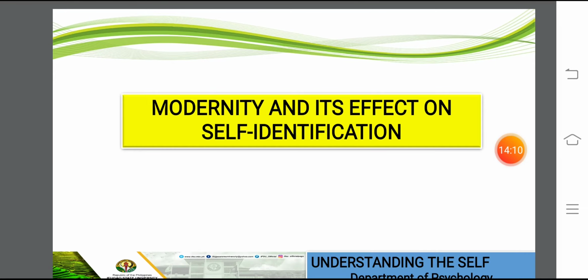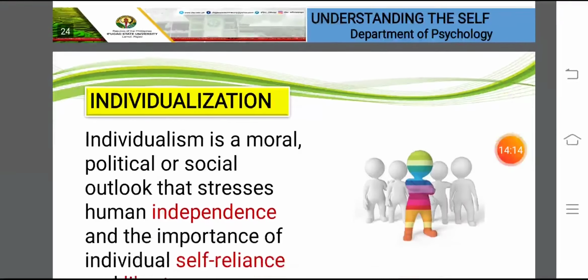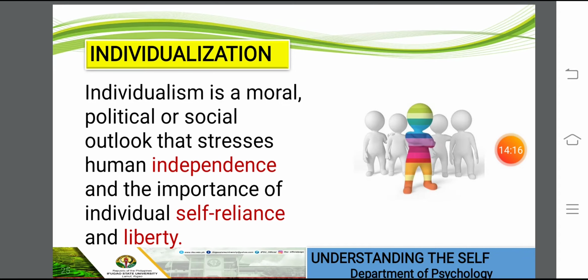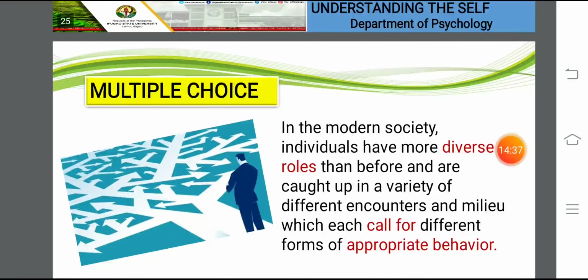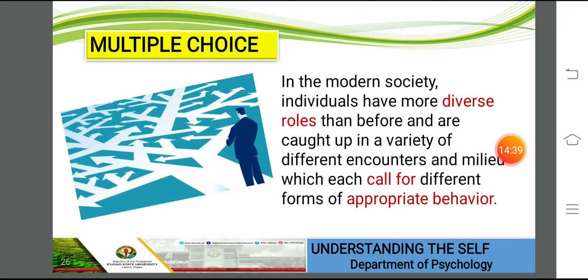Okay, let's proceed to the modernity and its effect on self-identification. We have a concept of individualization wherein individualism is a moral, political, and social outlook that stresses human independence and the importance of individual self-reliance and liberty. So from the word itself, individual, it pertains to the importance of independence, self-reliance, and liberty. And of course, we have multiple choice.